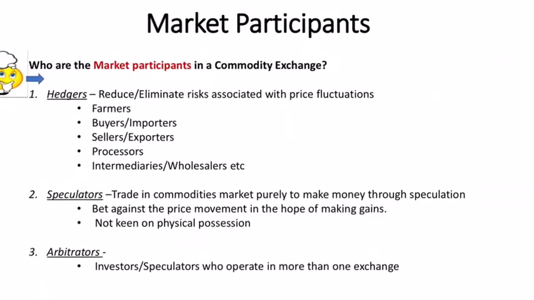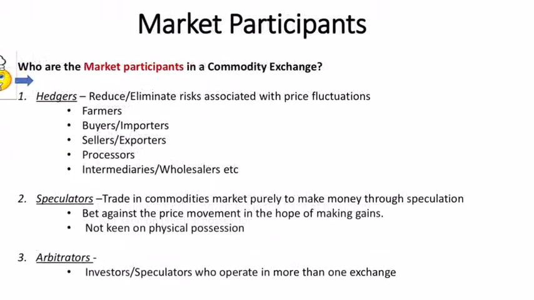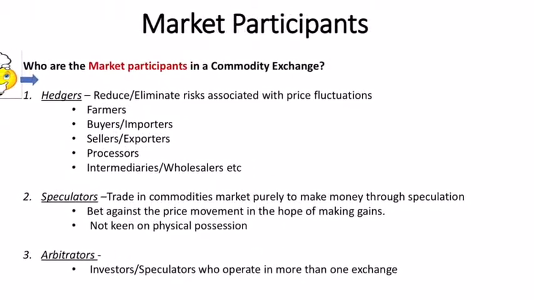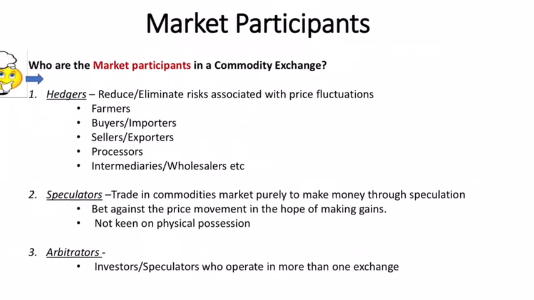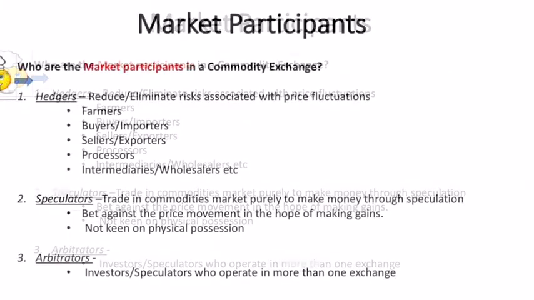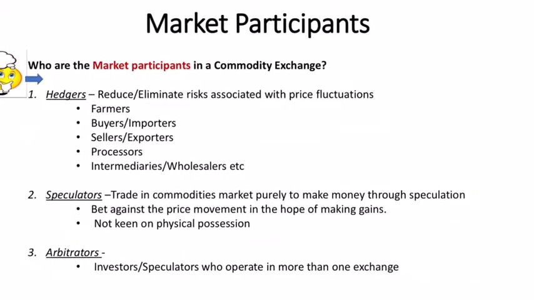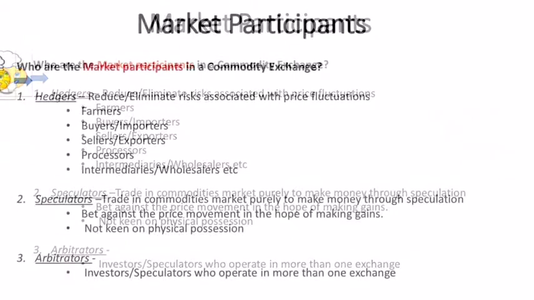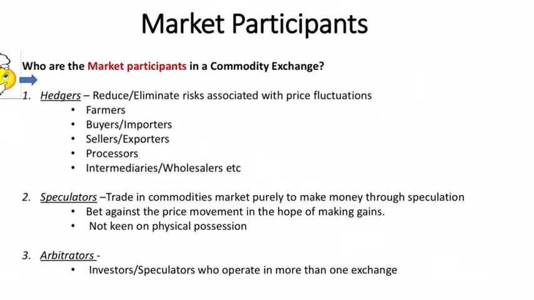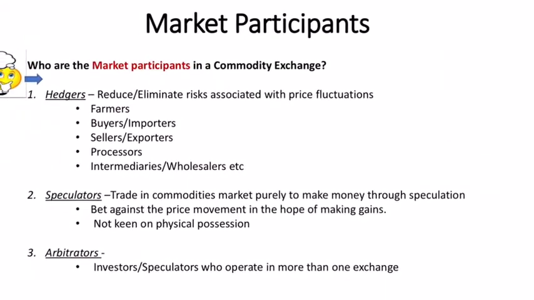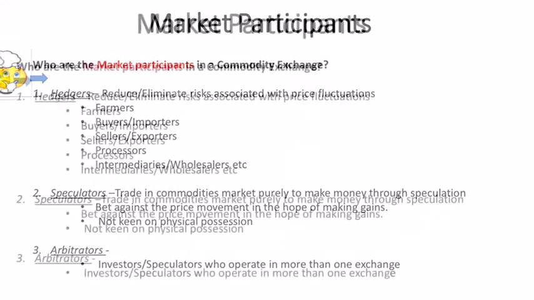So processors, who are intermediaries involved in between the process, also need to ensure the prices of the raw materials and other items don't go up. Okay. Hedgers is the first category of market participant. Then we have speculators, people who purely invest. Then arbitrators. So these are all investors.